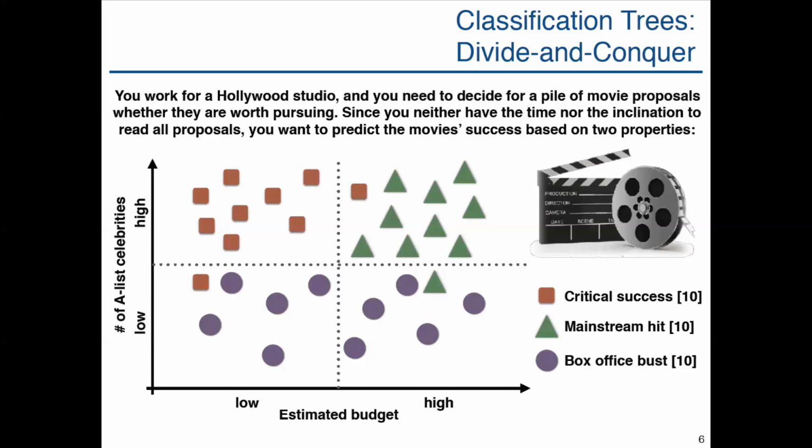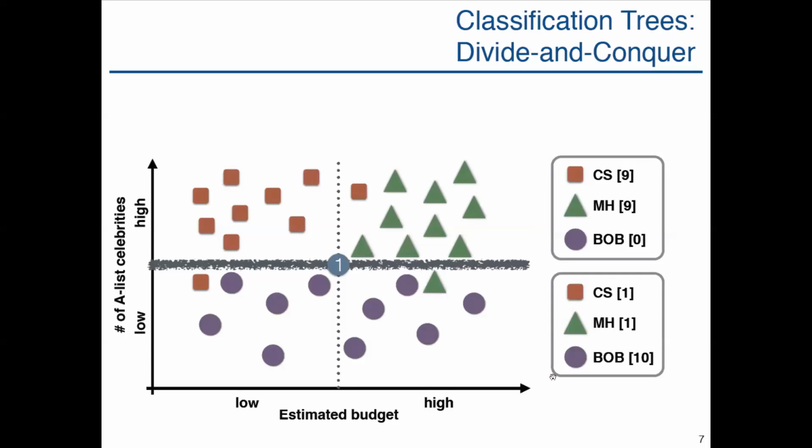We can either split on the basis of number of A-list celebrities, or we can split on the basis of the budget. So one possibility is that we split the data with respect to the number of A-list celebrities, right? So we split the proposals on the basis of whether the number of celebrities were low, and the other possibility, they are high. And we see what results we get out of that.